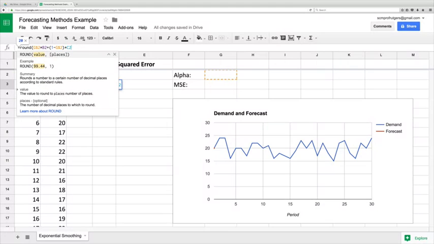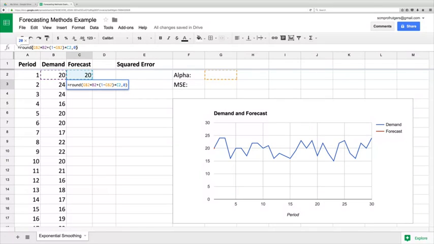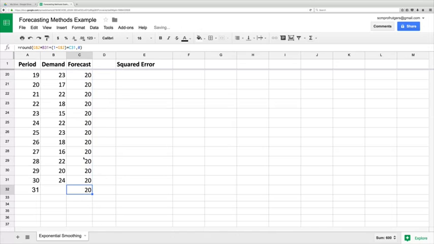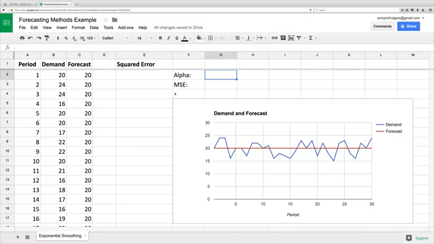So now all I need to do is tell the round function that we don't want any decimals. And here is our forecast exponential smoothing. And we're not going to see much till we have a value of alpha, but let me just drag this down first. Okay. Now this defaults to 0 here, so that means with an alpha of 0 we place no weight on prior demand, all the weight on the prior forecast. So that's why you see all of these values as 20.